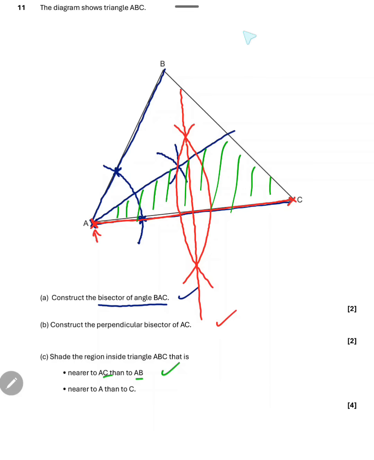And then it says nearer to A than to C. Well, this is A, this is C. I want to be on the left-hand side of my red line, so I need all of this. And the only bit I actually want is the bit that satisfies both things, so I shouldn't have actually shaded this in, because I want under the blue line and to the left of the red line.